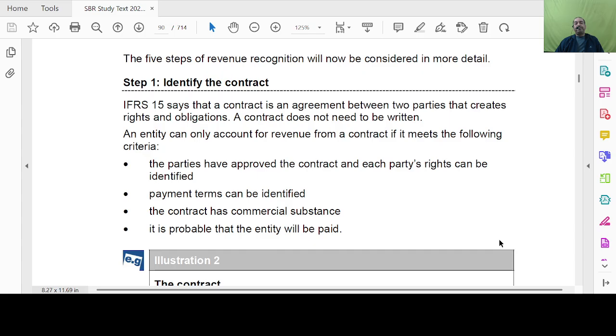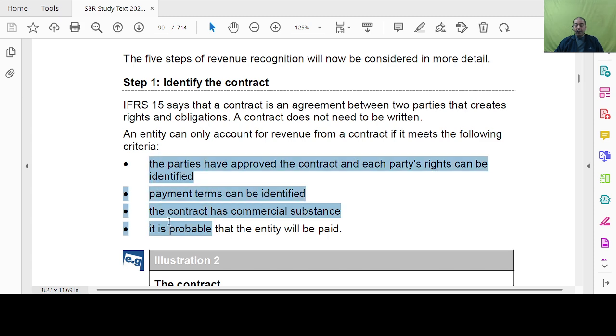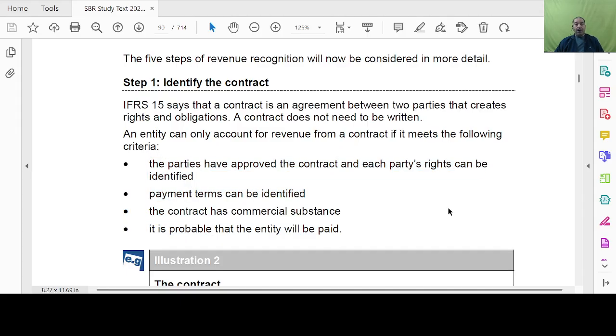Step number 1 talks about identifying the contract, whether there is a contract or not. As I told you, for there to be a contract present, we should have an agreement between two parties where both the parties understand and recognize their part of the obligation, what they have to do, what are the payment terms, how the payments will be made, and so on. So you can see here that there are 4 points listed here. What are the 4 points for there to be a contract?